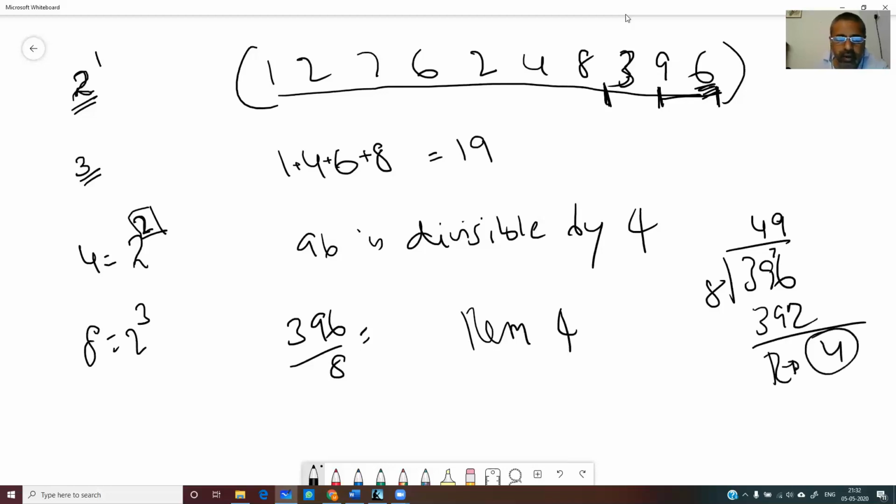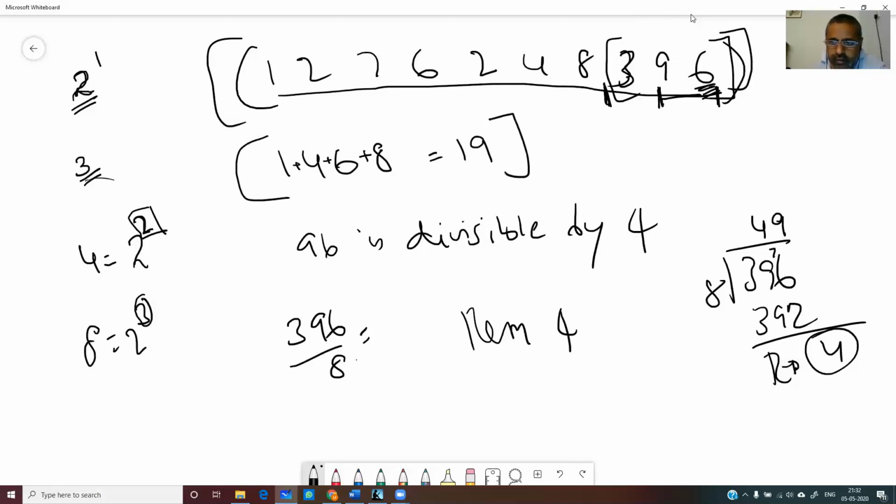So suppose somebody tells you to find the remainder when you divide this whole thing by 8. You take only the last 3 digits, because we know it is 2 cubed, divide that by 8, and we get a remainder of 4. Similarly here, what is the remainder when you divide by 3? Divide 19 by 3. The remainder is 1. So this whole number 1468 divided by 3, the remainder is 1.